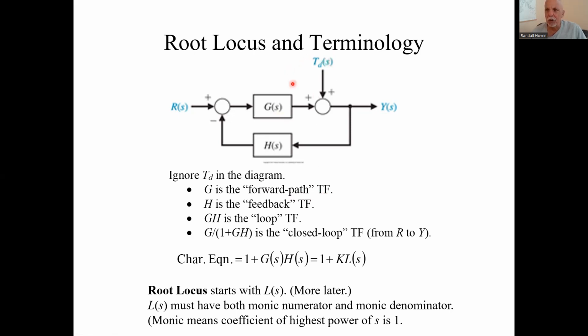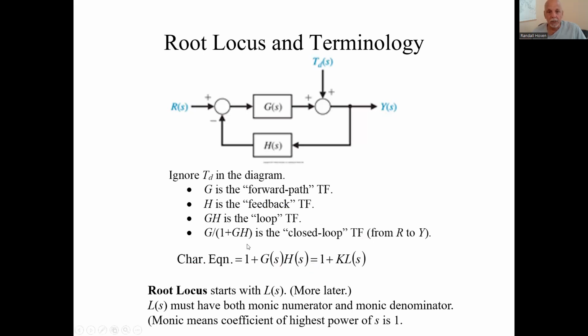And just ignore this disturbance input for this little bit. The feedback, everything in this feedback path, the product of everything in this feedback path, that is the feedback transfer function. The product of both those guys, or all those guys, is called the loop transfer function. And if you want the end-to-end from input R to output Y, you need to do this calculation. This good old G over 1 plus GH. You should have memorized by now if you've gotten this far. And that is the closed loop transfer function.